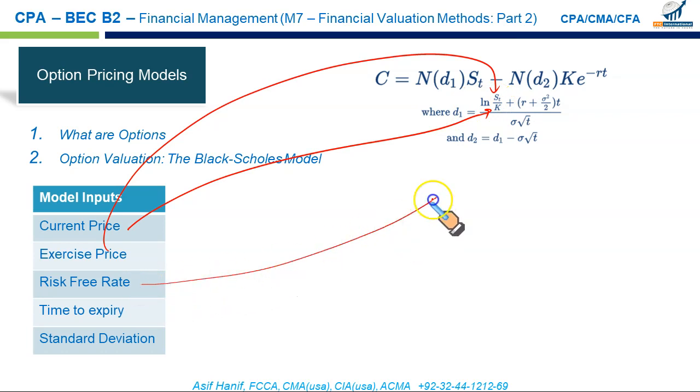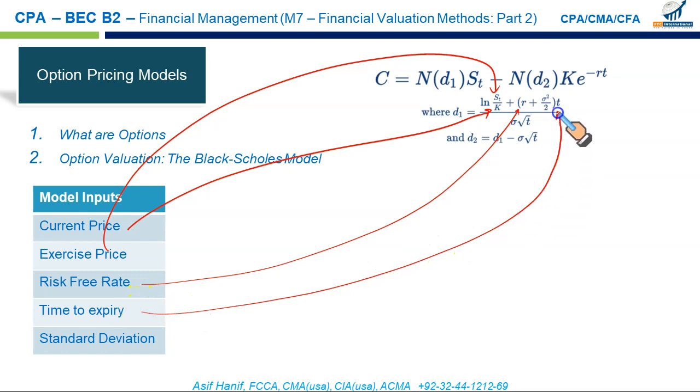Risk-free rate is represented by R in this formula. Time to expiry is the time for which the option is good. After that it lapses. And the last one is the standard deviation, which is given right here. So these are the 5 inputs to the Black-Scholes model. The current price of the underlying stock, foreign exchange or commodity. Exercise price for call and put option is the price at which you can exercise the call or put option. Risk-free rate, time to expiry, 2 months, 3 months, what is the time covered under the put or call option. And standard deviation is a measure of volatility, right? Just remember, these are the 5 inputs.